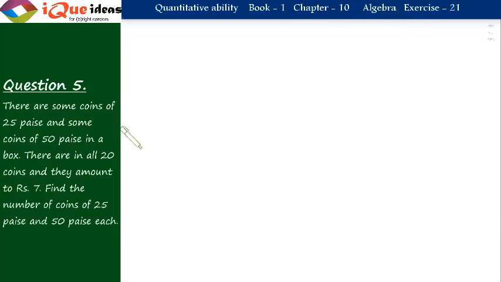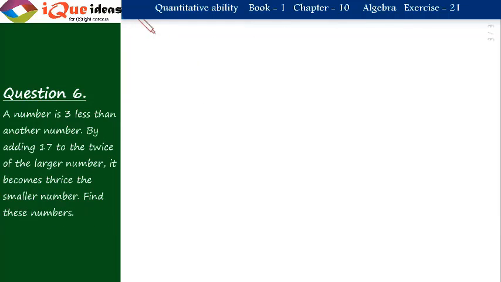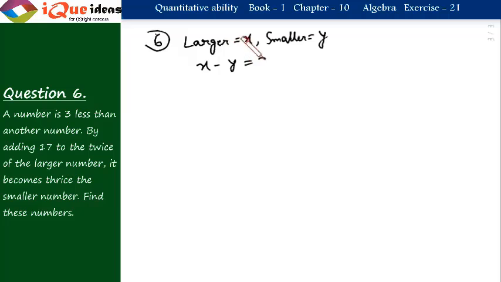Now the next question, question number 6. It says a number is 3 less than another number. By adding 17 to the twice of the larger number, it becomes thrice the smaller number. So let's say the larger number is x and the smaller number is y. The question says the number is 3 less than another number. So that means x minus y is equal to 3. That means the difference is 3. So this is one equation.